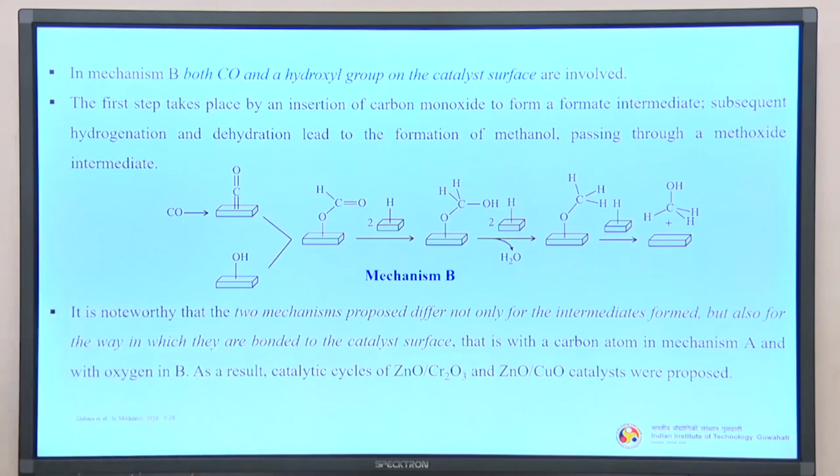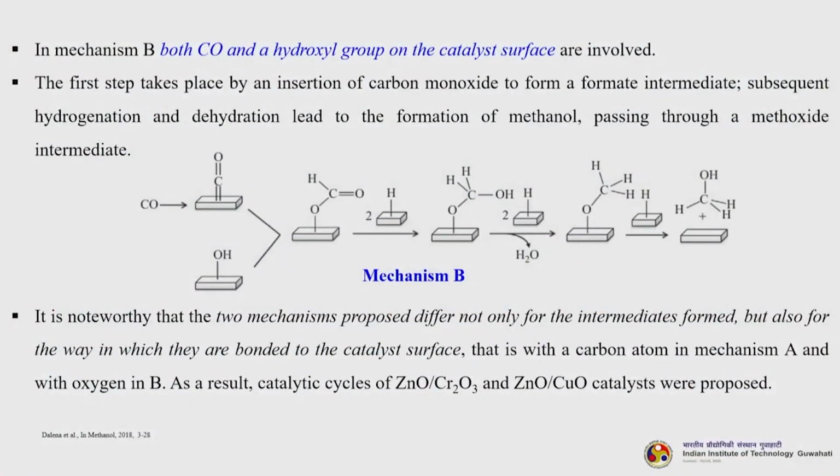Okay. So, the first step takes place by insertion of a carbon monoxide to form a formate intermediate. Okay. So, the formate intermediate is this COOH. Okay. Subsequent hydrogenation and dehydration lead to the formation of methanol, passing through a methoxide intermediate.